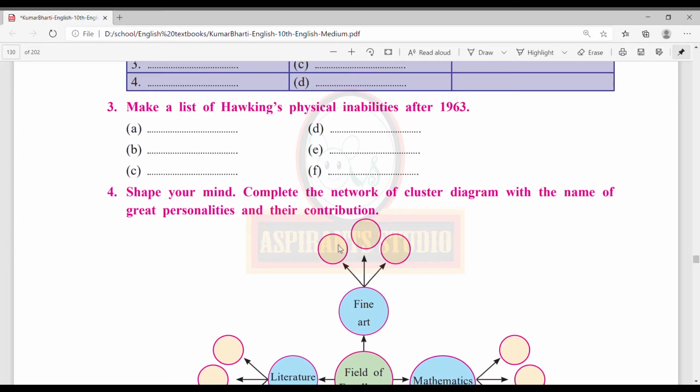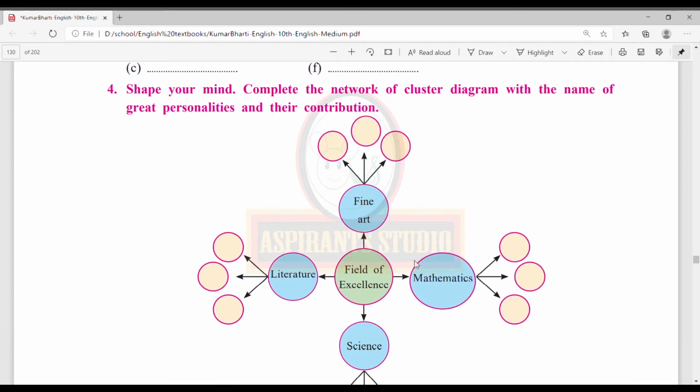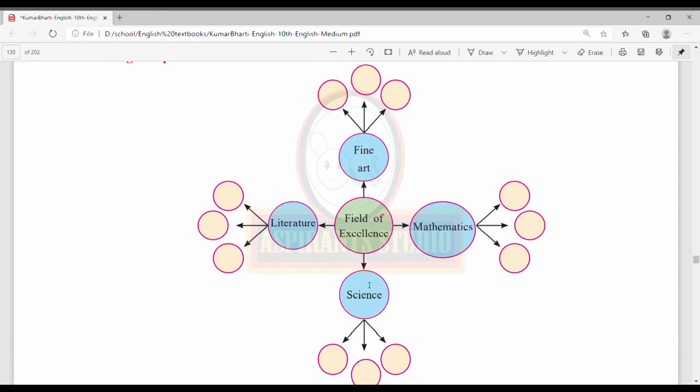4. Shape your mind. Complete the network of cluster diagram with the name of great personalities and their contribution. Field of excellence: you have to write the great personalities in literature. 3 persons you have to write, and their contribution also you have to write. Okay, this is homework for you.